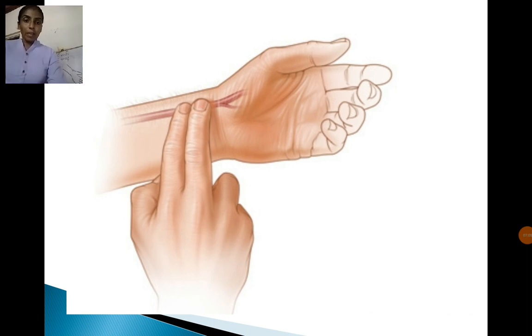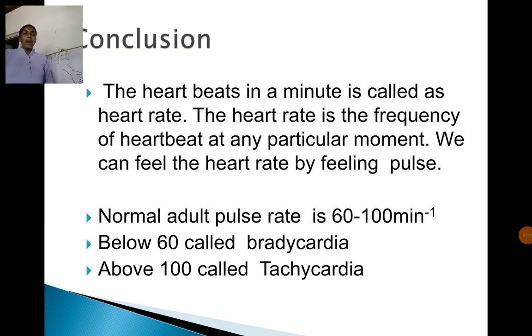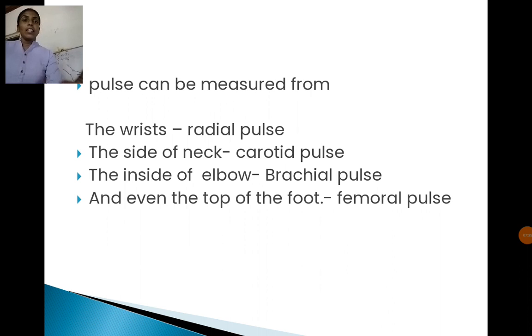Then we go to the summary. The heartbeats in a minute are called the heart rate. Heart rate is the frequency of the heartbeat, and at any particular moment we can feel the heart rate by feeling the pulse. The normal pulse rate is 60 to 100; below 60 is called bradycardia and above 100 is called tachycardia. Pulse can be measured mainly at four places: the wrist, the side of the neck, the radial artery, carotid artery, brachial artery and femoral artery.